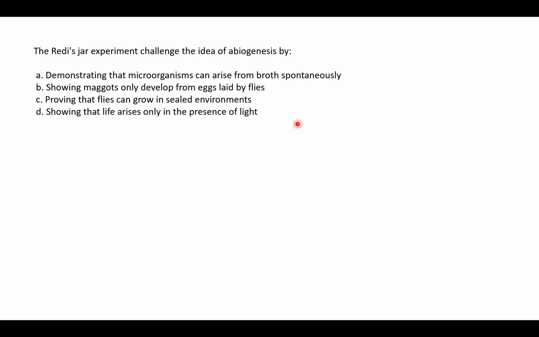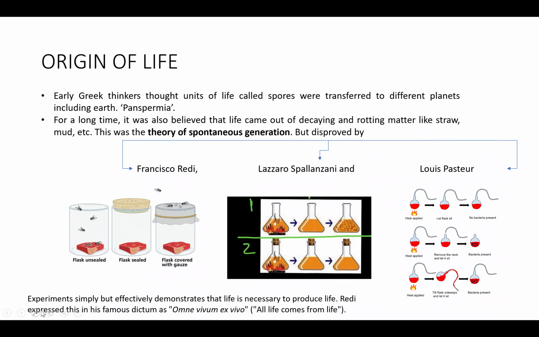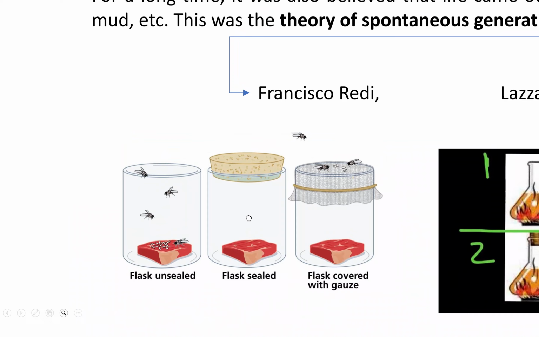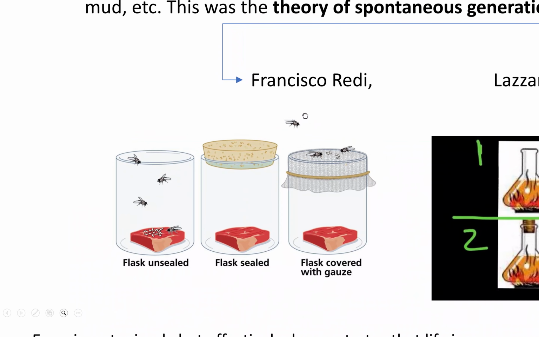Okay, I think you are not familiar with the Redi's jar experiment, but all these things are already in your NPTEL module. So if you had seen the videos, you might have known this. Anyway, I'll explain this. So the answer is option B. It shows that maggots can only develop from eggs laid by the flies. I'll go back and show you this experiment, the Redi's jar experiment. People believed that life originated randomly or out of nowhere from decaying matter.